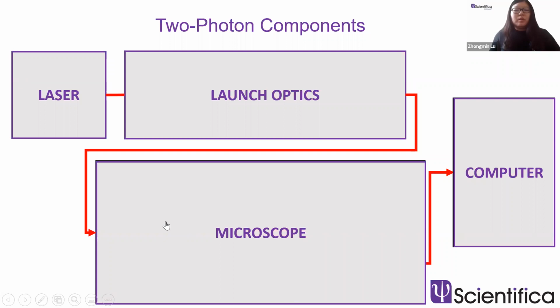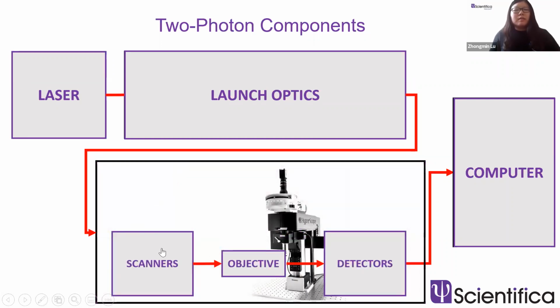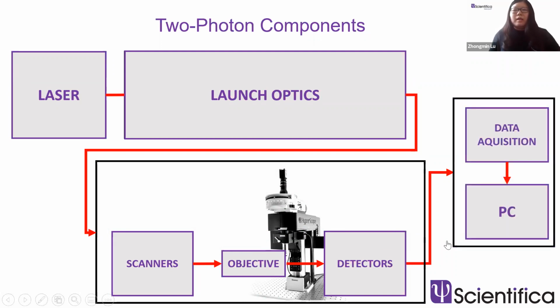Now, let's move on to the main microscope body. It contains the scanners, objectives, and the detectors. I just mentioned the multicolor detectors, the Chromoflex modular, and we also have other types of detectors, and data acquisition going to the computer.